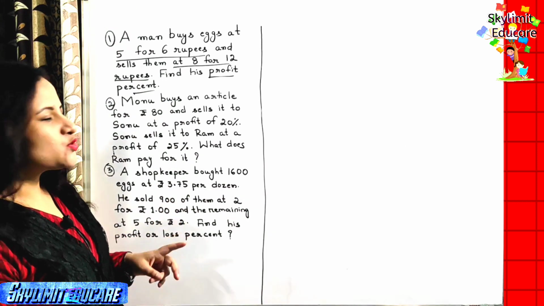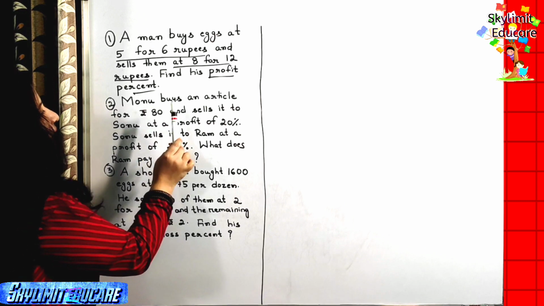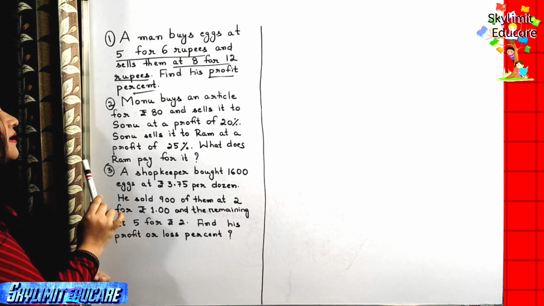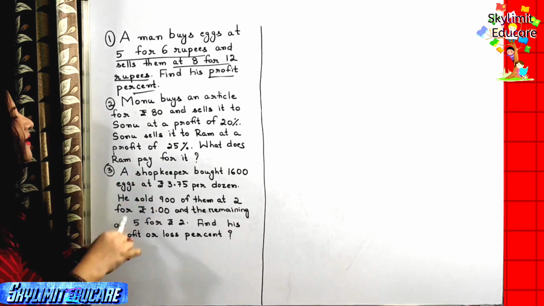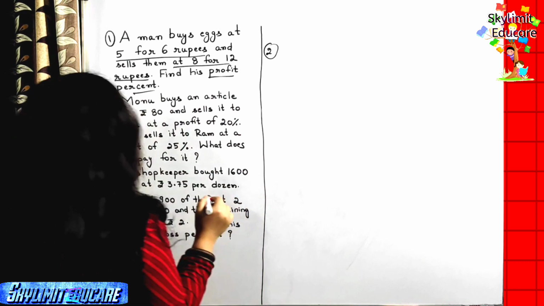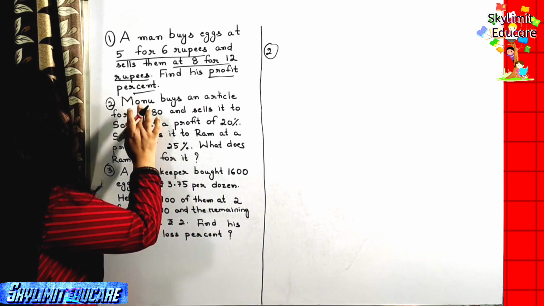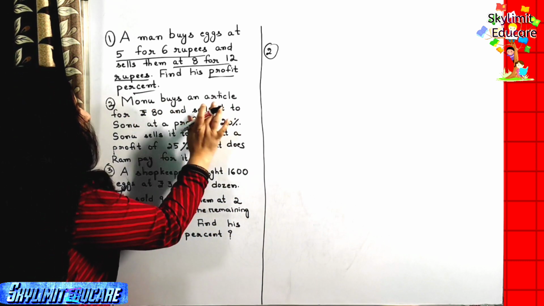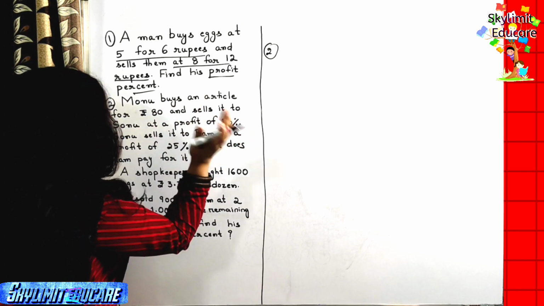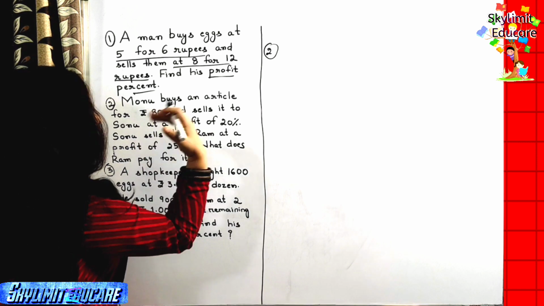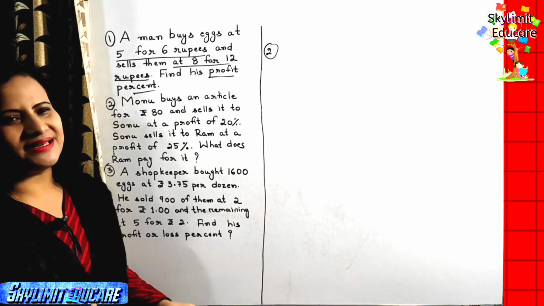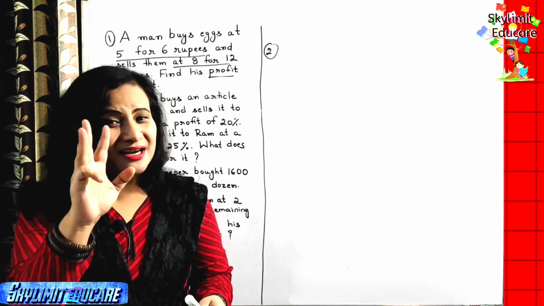Now let's come to the next question. Monu buys an article for rupees 80. Okay, so Monu has purchased an article, the cost price of the article. So let's write down CP of the article. That means here, since you are dealing with so many persons, Monu, Sonu and Ram. Monu buys an article for rupees 80 and sells it to Sonu at a profit of 20%. Sonu sells it to Ram at a profit of 25%. So what does Ram pay for it? That is the question. Okay, so three persons are involved here.